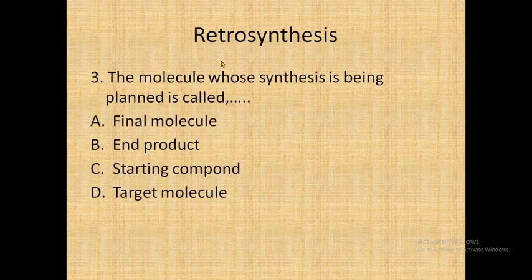Third, the molecule whose synthesis is being planned is called. The molecule whose synthesis is going to be planned is called as what? The options: A, final molecule; B, end product; C, starting compound; D, target molecule. So the answer is target molecule.